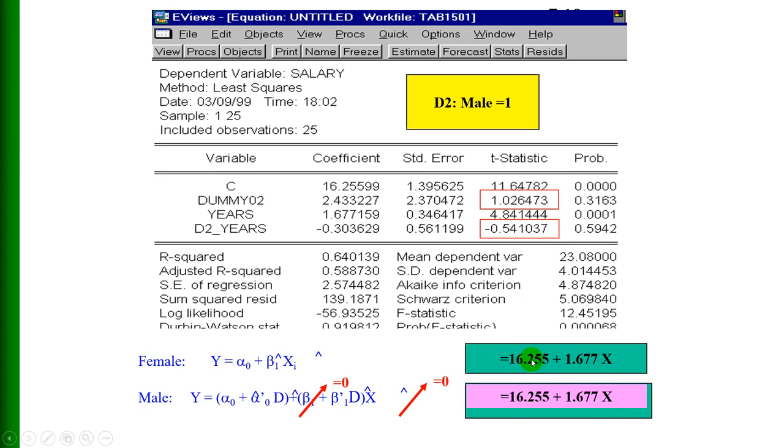There is no difference between the regression equation of male and female, because this dummy is not significant and this dummy is also not significant. So it means there is no difference in the intercept and there is no difference in the slope.